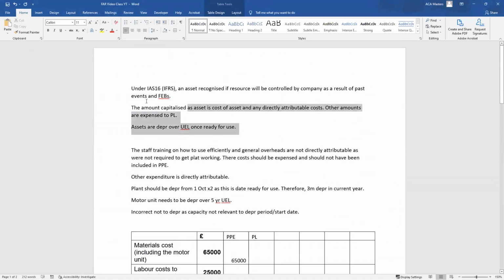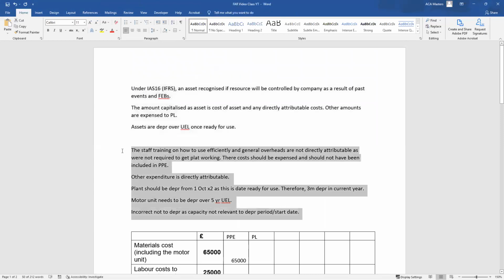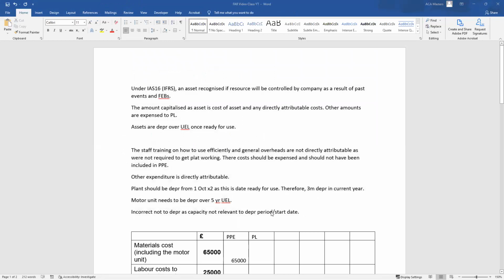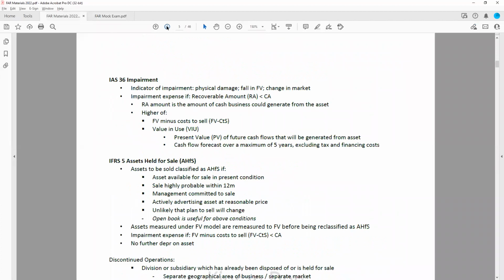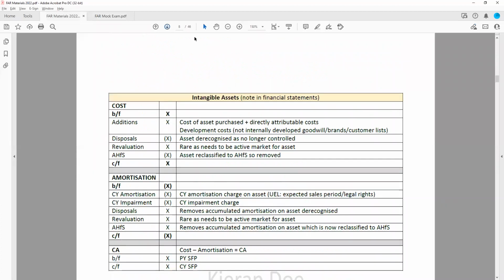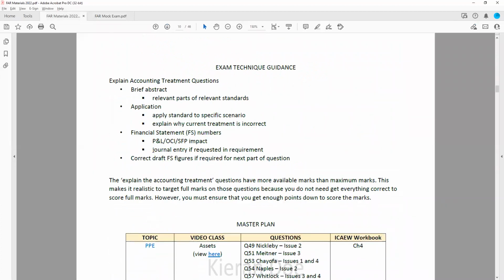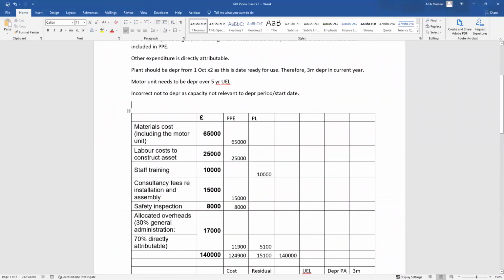So we started off with the relevant parts of the relevant standard, applied it to the scenario, explained why what they have done is incorrect, and then calculated the numbers, which as we've said is our ideal exam technique. Now we had to do the journal entry here because this question specifically asked for it.